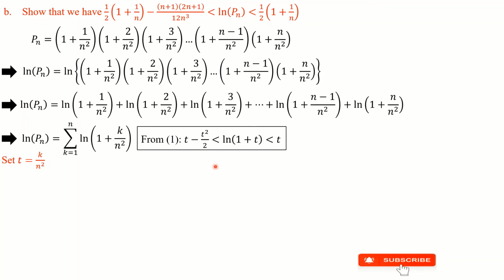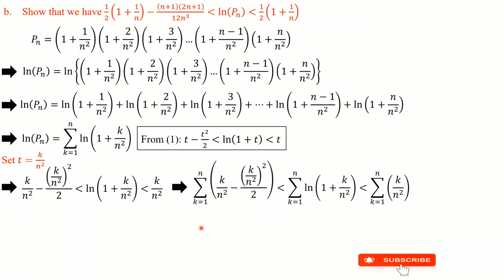So if I set t here to be k on n squared, to have this ln here, then doing that, automatically I can replace t with k on n squared in this inequality because I proved already that it was true. So replacing t with k on n squared here, I get k on n squared minus t squared becomes k on n squared all squared divided by 2. I also replace. Now from there I can take the sum on all sides, that is the sum on this side, the sum at the center, and the sum at the upper bound. So taking the sum, we take the sum of this, we take the sum of this, and then we take the sum of this. But what do you discover?